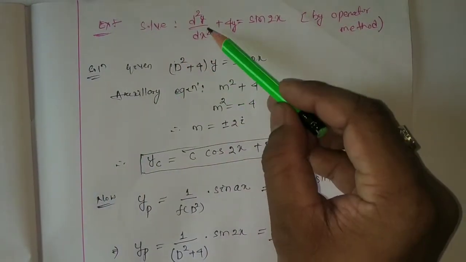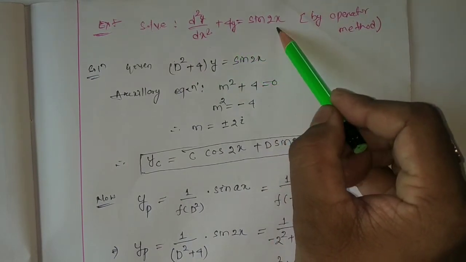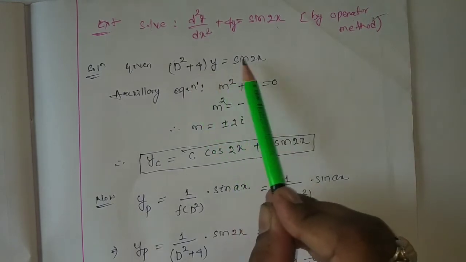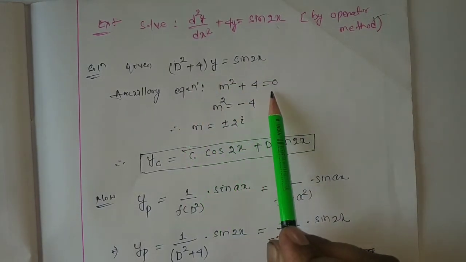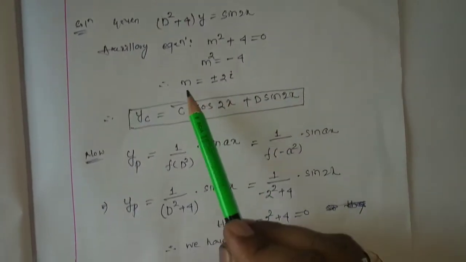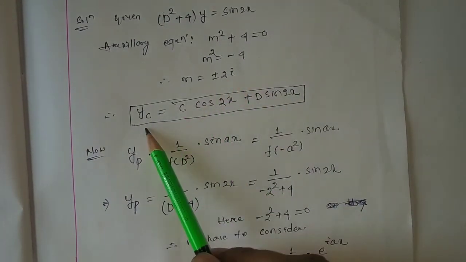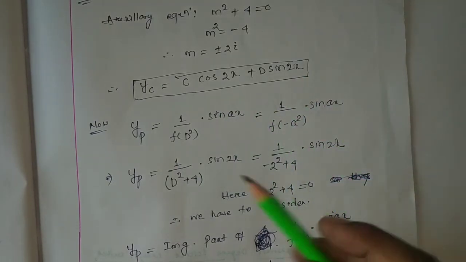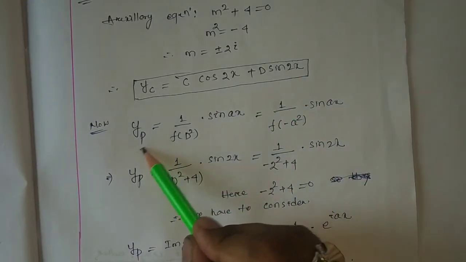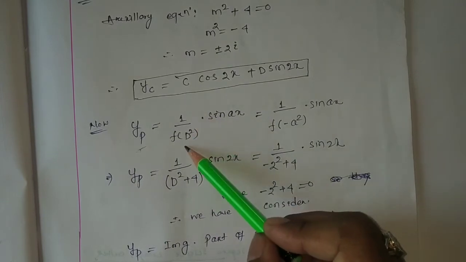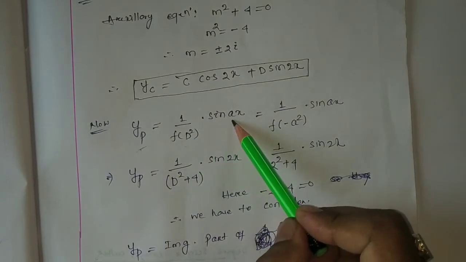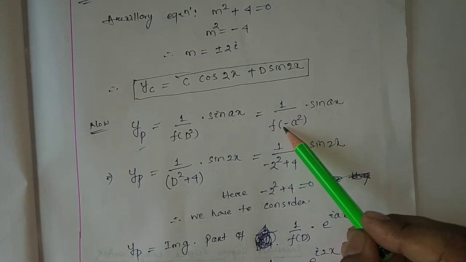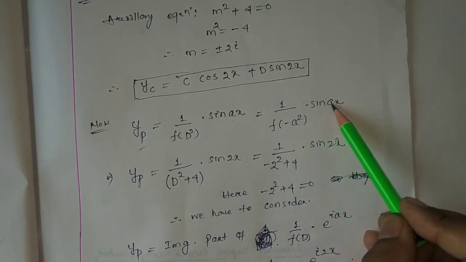Solve d square y by dx square plus 4y equal to sin 2x. Now you are going to use the operator method. Here the auxiliary equation will be m square plus 4 equal to 0, and m equal to plus or minus 2i, and the complementary function yc is c cos 2x plus d sin 2x. So here you can see that the particular integral yp, 1 by f of d square sin ax, is nothing but 1 by f of minus a square sin ax.